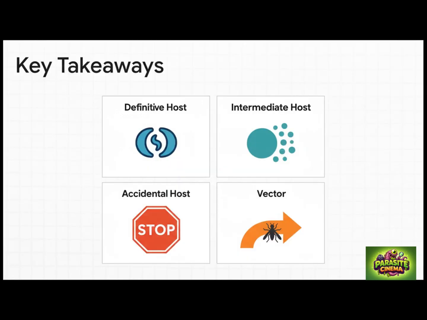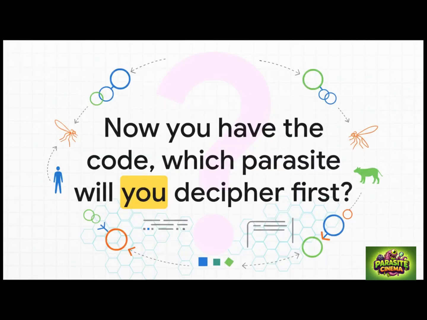If you remember nothing else, remember this. Sexual reproduction defines the definitive host. A dead end is an accidental host, and a vector is simply the delivery service. Master these roles, and you'll understand any parasite. You no longer need to fear those complicated diagrams. You have the code. You have the system. So the only question left is, which parasite's life cycle are you going to go out and decipher first?